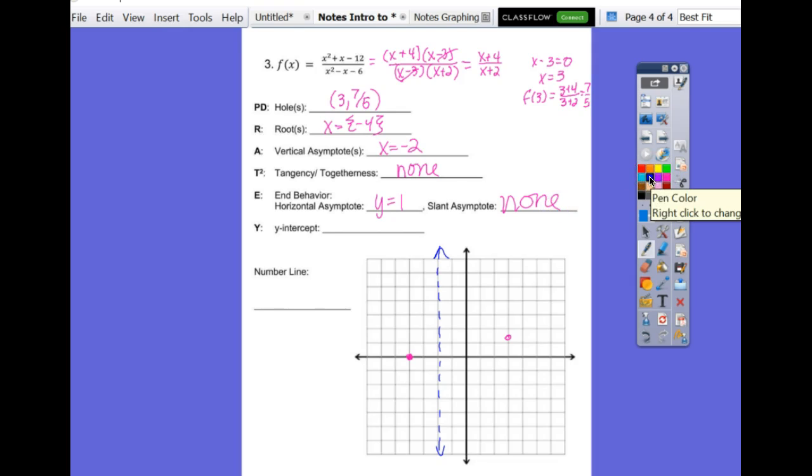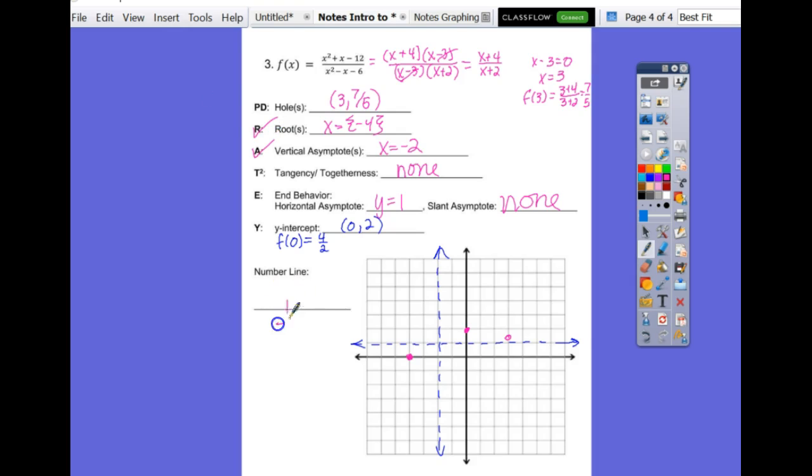So if I put y equals 1 here, so I'm going to test that right there. Put that right there. So next, I want the y-intercept, so I'm going to do f of 0. So I get 4/2, so I get 0, 2. So I'm going to go ahead and put that point on. So there's the point.